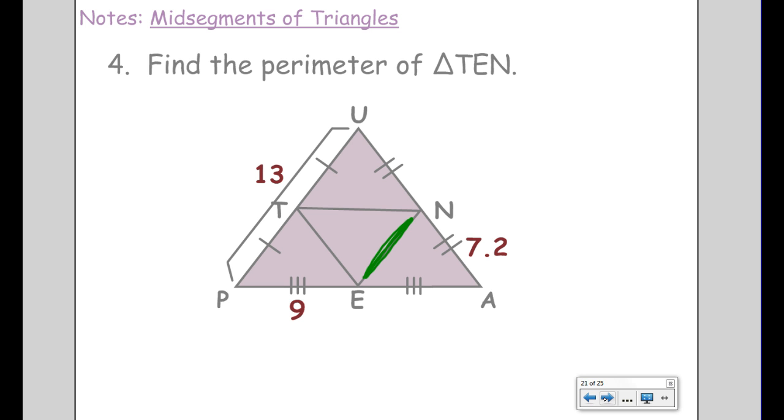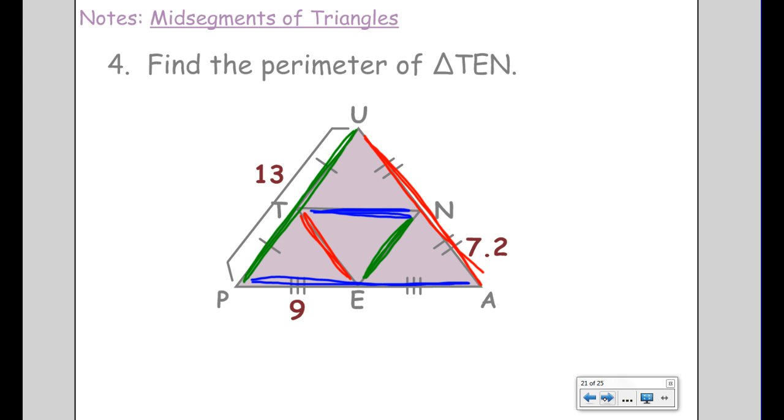This midsegment has UP as its base. See, they each have their own base. This midsegment has PA as its base. And then TE has UA as its base. There's 3 bases, there's 3 midsegments. So if it's on one side, do you just add to the other side? Yes, because tick mark, tick mark.